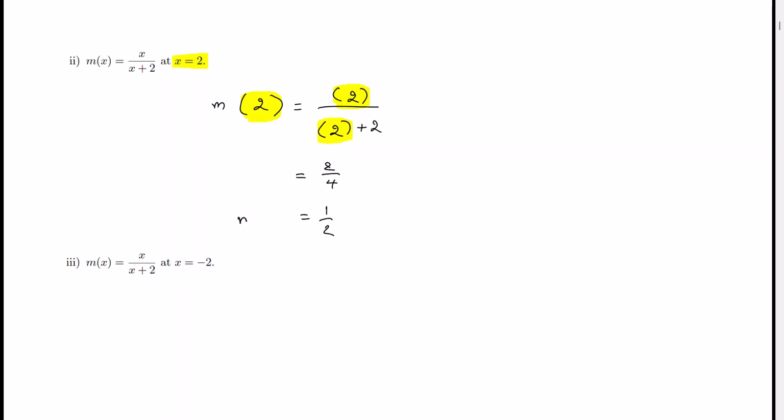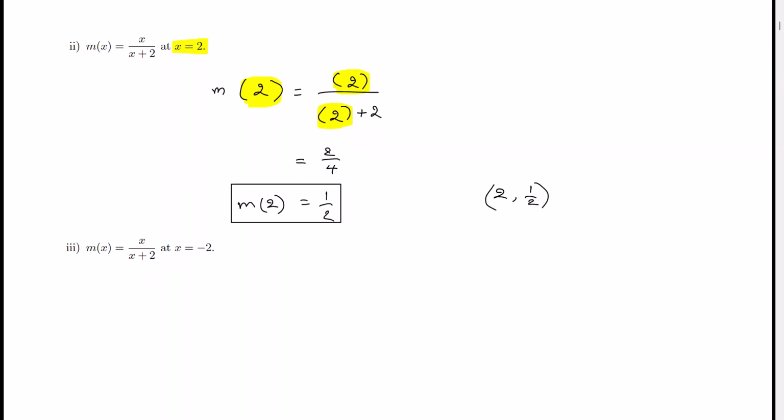Okay. And so m of 2 is equal to 1/2. So the input was 2, the output was 1/2. Notice how we always get one single output. This is why we call these things functions.